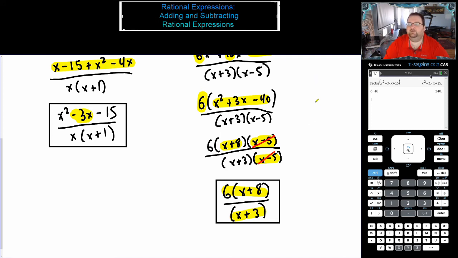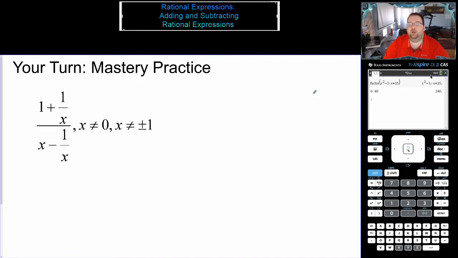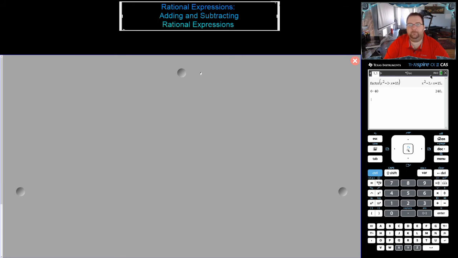And that is it. We have one more example here. This is a mastery level question. Give it a shot, see if you can figure it out, and we will see you when you come back.